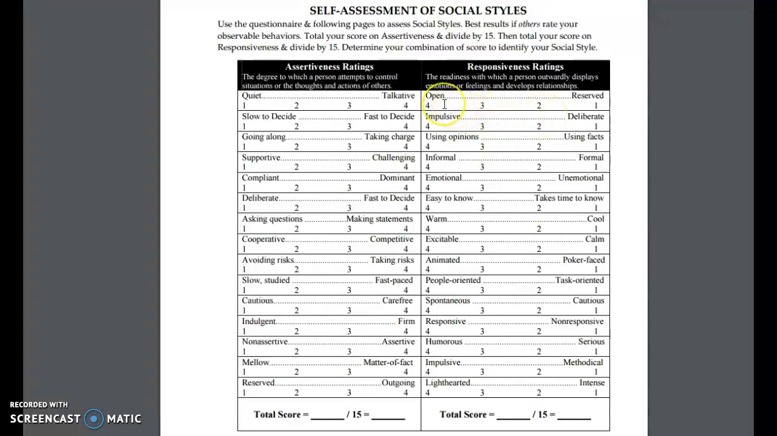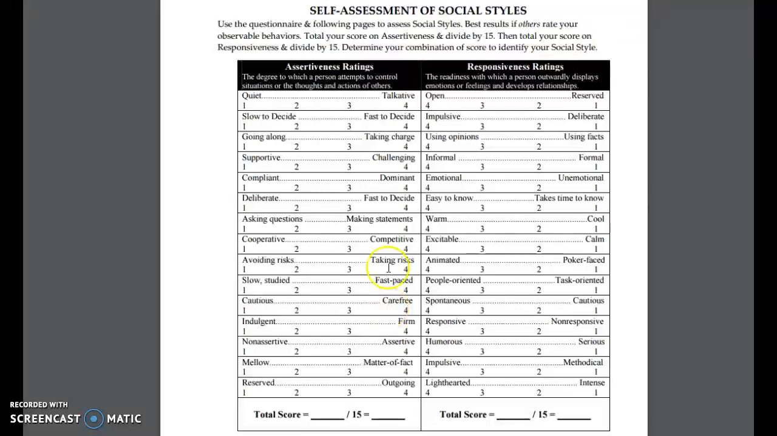If you consider yourself to be a very open person, one of the most open people that you know, then you would answer number 4 on this particular question. And you would just continue on answering all of these questions on where you fall within the continuum.